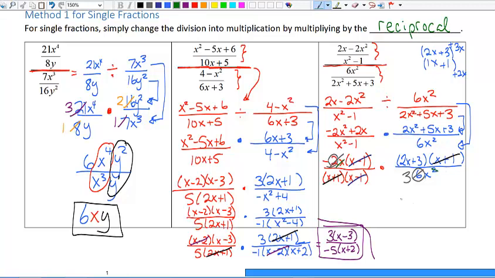So what do I have left in the numerator? I have 2x plus 3, but I also have the negative. Don't forget that there's a negative 1 out in front. And in the denominator, I have 3 and an x left. And that is my final answer.